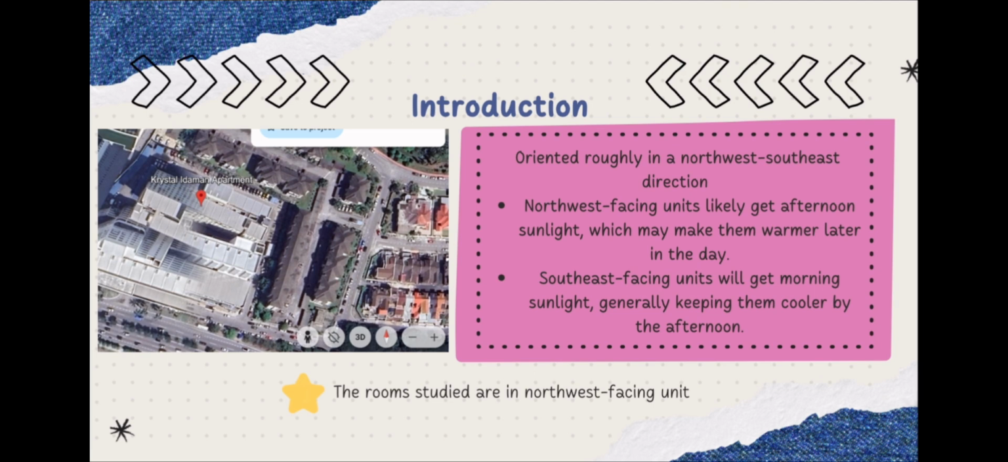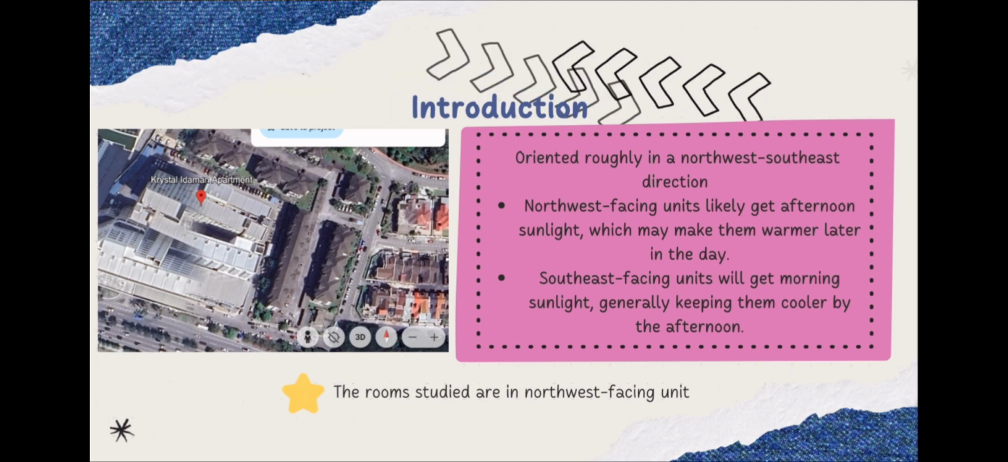Let's begin with the orientation of the unit. The rooms I observe are part of a northwest facing unit. This direction means the rooms don't get direct sunlight in the morning but do get a lot of sun in the late afternoon. As a result, the northwest facing rooms tend to stay cooler earlier in the day and then warm up significantly in the evening.